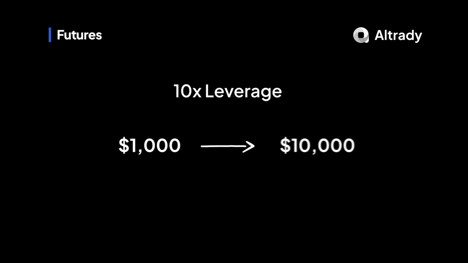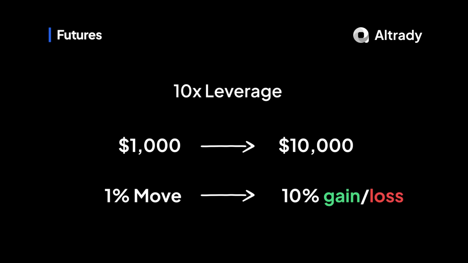Futures also let you use leverage, meaning you can trade with more than you actually have. And that's the risky part. For example, with a 10x leverage, $1,000 lets you control a $10,000 trade. That means a 1% move becomes a 10% gain or 10% loss if it goes the wrong way.